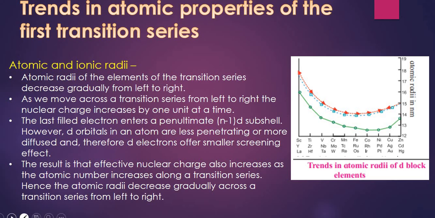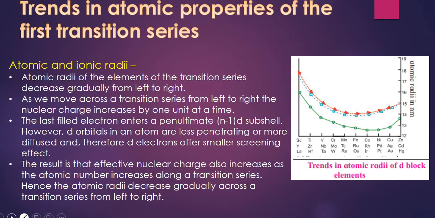Now, trends in atomic properties of the first transition series. Atomic radii of elements of the transition series decrease gradually from left to right. As we move across a transition series from left to right, the nuclear charge increases by 1 unit at a time, and the last electron is filled in the d subshell, which is present in the penultimate shell, or you can say in the n-1 d subshell.